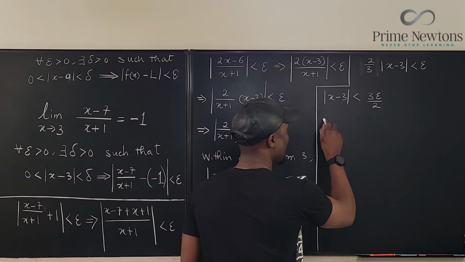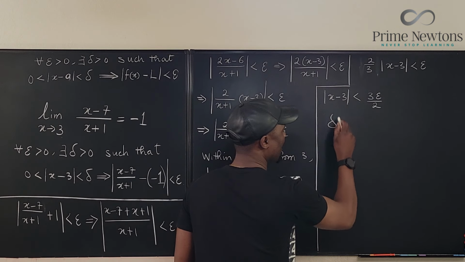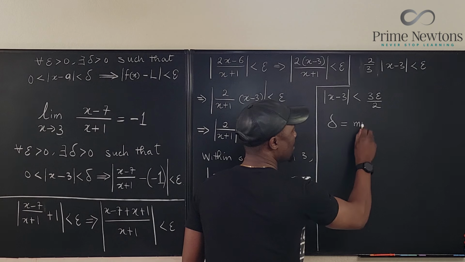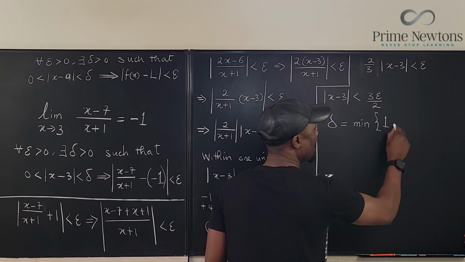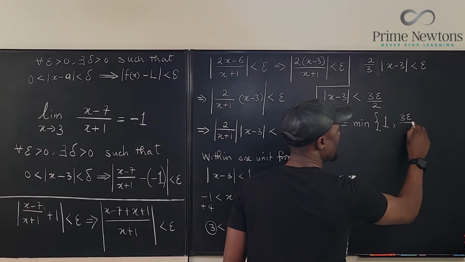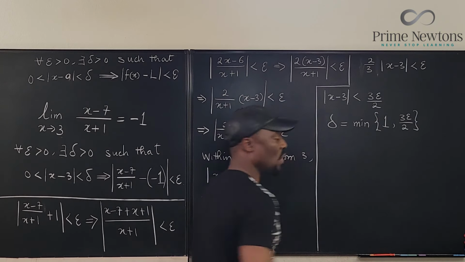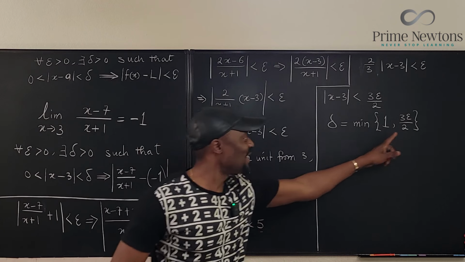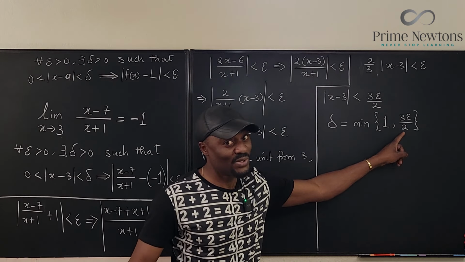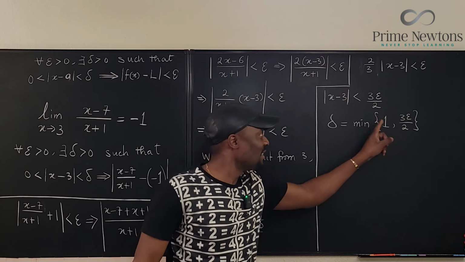Therefore, we're going to say our delta is the minimum of 1 and 3 epsilon over 2. Whichever is smaller of this. Usually this is smaller than 1. Usually. But if it's not, then we just pick 1.